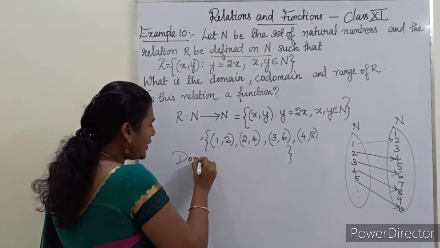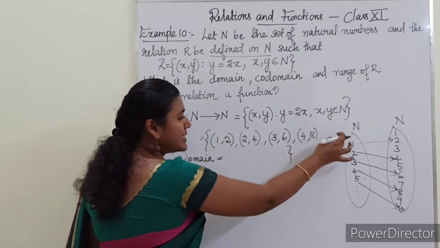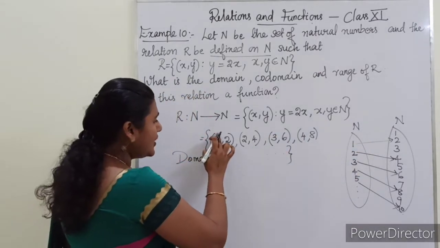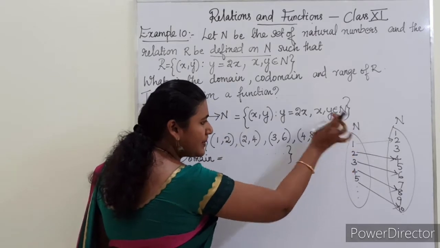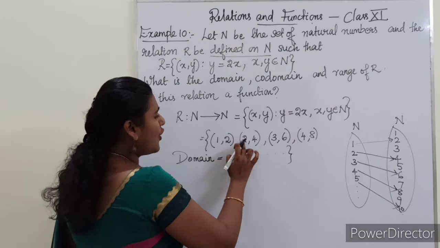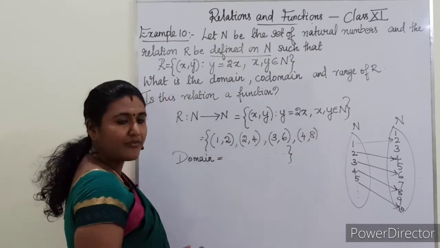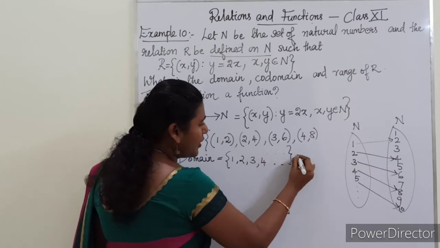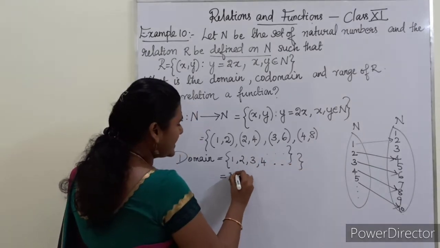So here, all the elements in the collection of natural numbers are the domain, because we are taking the elements from the natural numbers as the first element. So when you take the collection of all first elements, we get the set 1, 2, 3, 4, etc. only, that is, the domain is N.